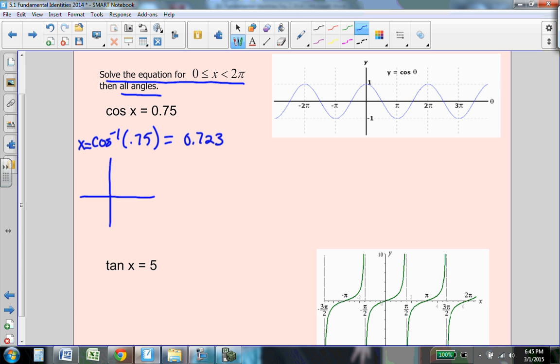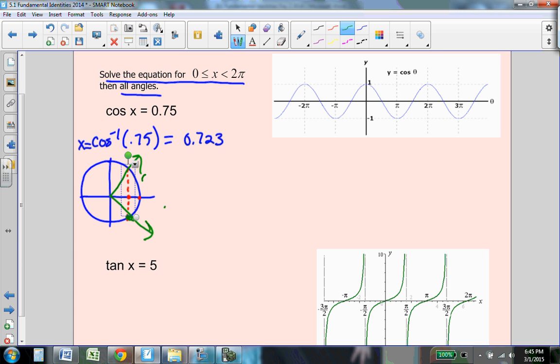I'm looking for a cosine value of 0.75. That is an x coordinate of 0.75. So that's the unit circle, that's 1, and I'm only going out 3/4 of the way. Well, that happens in 2 places. So I have an angle that goes here, and I have another angle that goes right there. See, that's why it's 2 angles here.